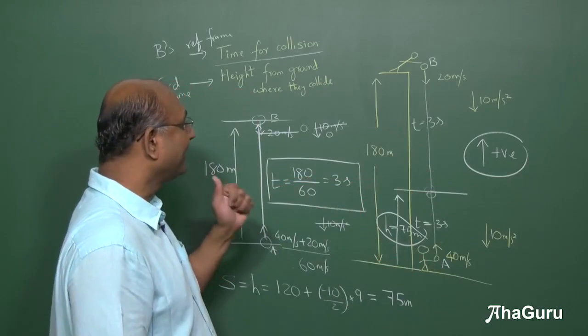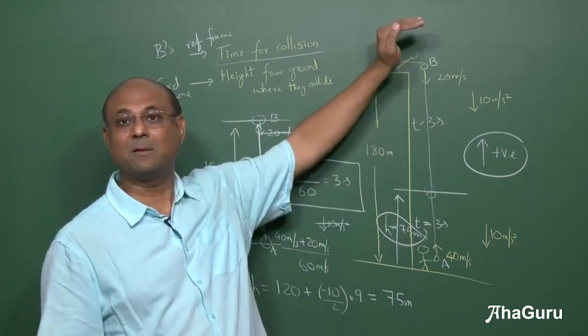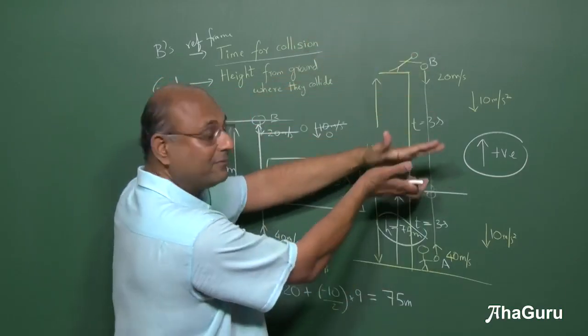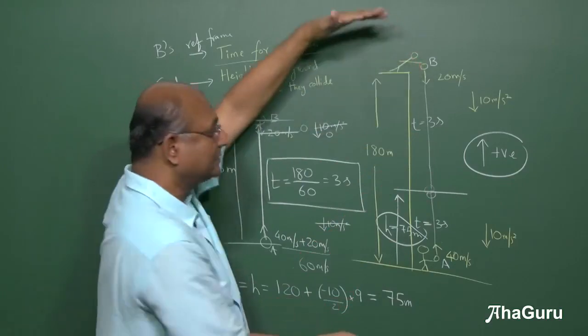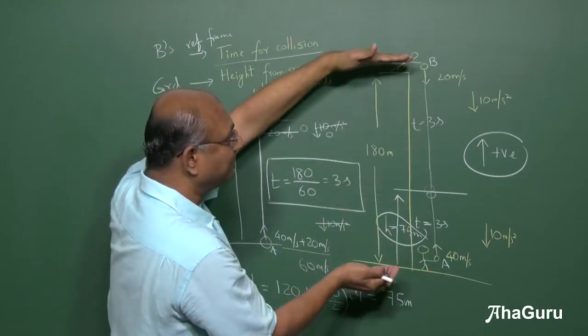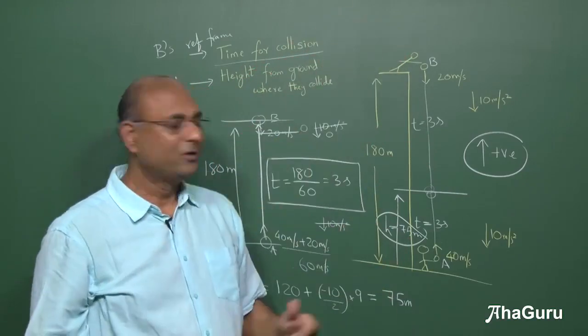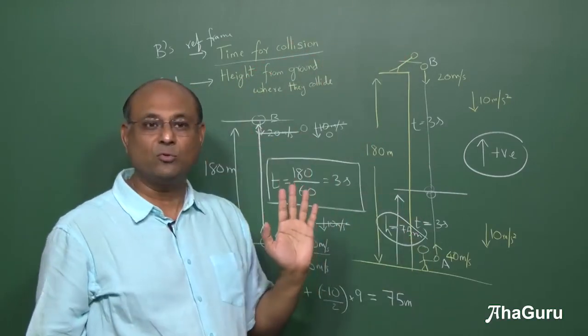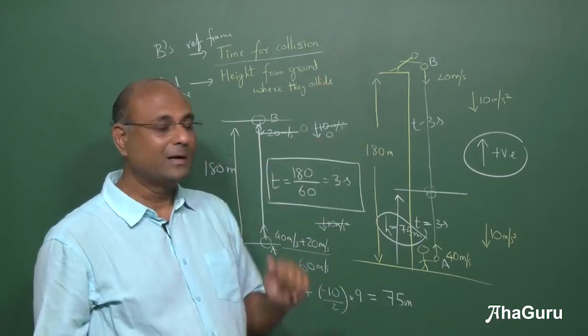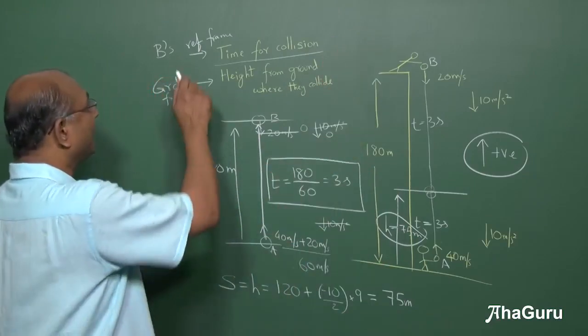So notice what we did. We solved one part of the problem, the time calculation, relative to B. So instead of doing this motion, we said let B be there and let A come and hit. So relative to B, that's what happens. You could have also done the same problem relative to A. Instead of relative to B, we could have done it relative to A. So this is one part of the problem.